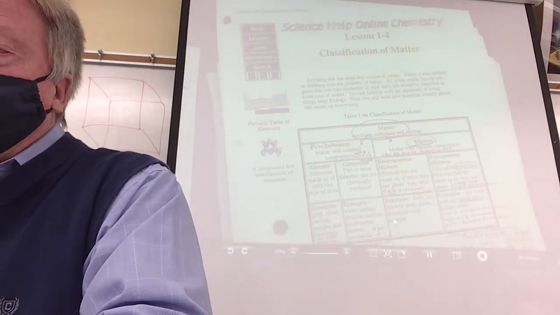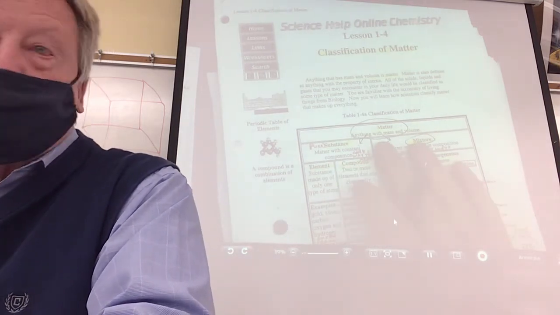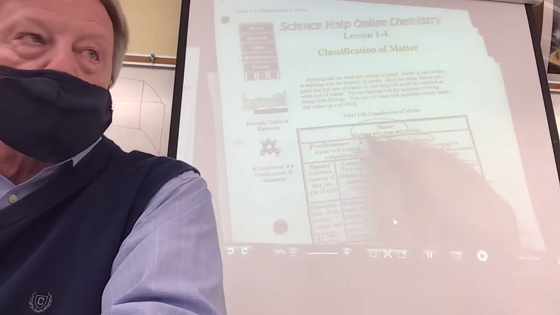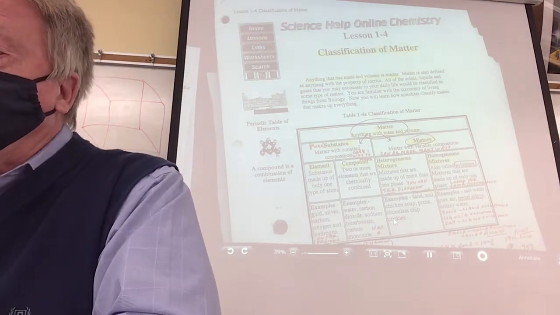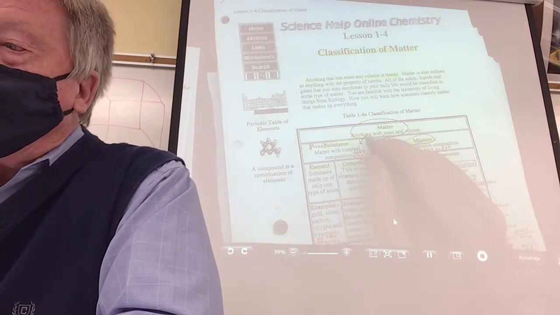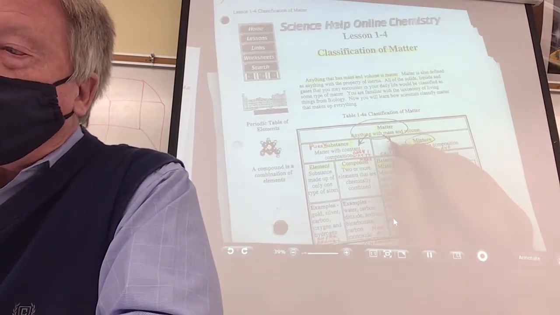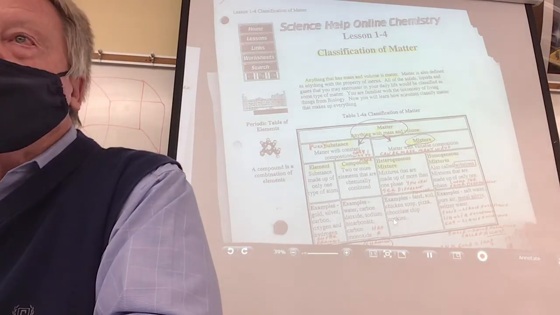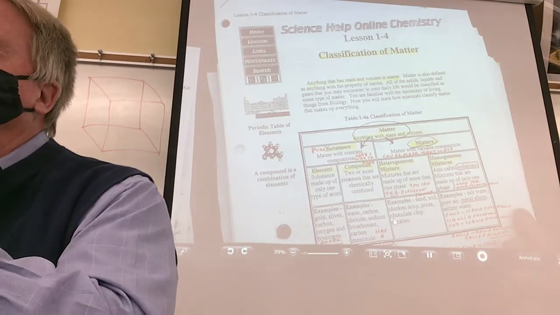One way that you could classify matter is this way right here. You start with matter. Anything has mass and volume. And then you say, you know what? If you're matter, you're either this kind of matter or this kind of matter. So what is that? What is that? What are you? You're either this or that.